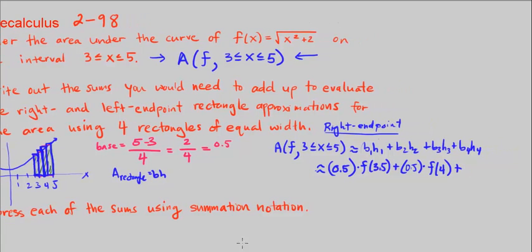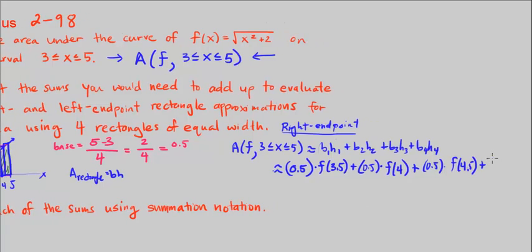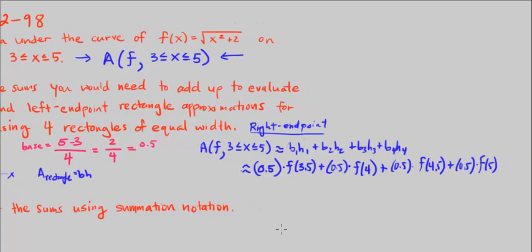plus, the next rectangle is right here, and has, again, a base of 0.5. And a height we know is going to be the function at 4.5 will give us this height here on the right side. So it's going to be f of 4.5. Finally, we're going to add the area of this rectangle. And again, it has base of 0.5. And height now is whatever the function is at 5, because we have 5 here. So it's going to be times the function at value of 5.